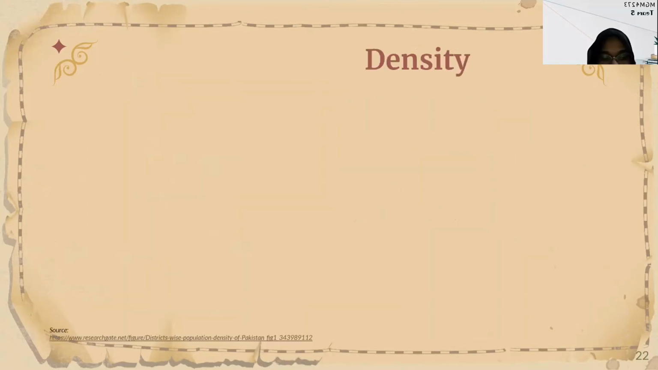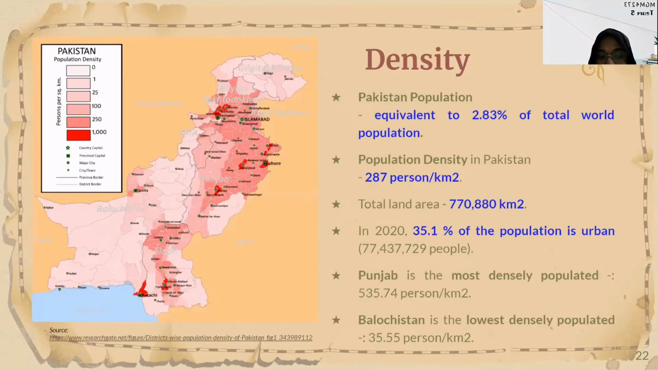So now we look at the population density in Pakistan. It has been stated that Pakistan's population is equivalent to 2.83% of the total world population. The total land area of Pakistan is 770,880 square kilometers, and 287 people are living per square kilometer in Pakistan. In 2020, it has been noticed that only 35.1% of the total population in Pakistan is living in urban areas, where the rest of the population are living in the rural areas.